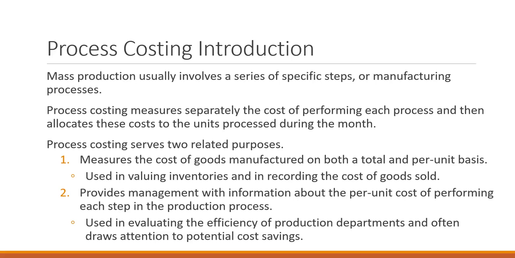Costing information also provides management with information that they need to make decisions. We get the per unit cost for performing each step in the production process. This helps us to evaluate the efficiency of our production department, shows us where we might have cost savings potentially, and shows us which product lines are most profitable. We are also going to look at capacity, how much we're going to price based on how much our production costs.